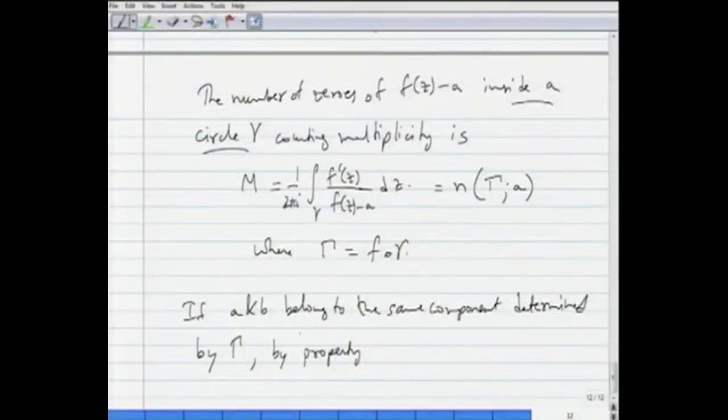So, if you pick two points in the complement of capital Gamma star, then you know that the index of those two points has to be equal. The interpretation here is that the number of times f of z takes a will have to equal the number of times f of z takes b. It might not take a at all, in which case it will not take b at all. But the number of times it takes a should equal the number of times it takes b. So by property 3 above, we know that n gamma a is equal to n gamma b.